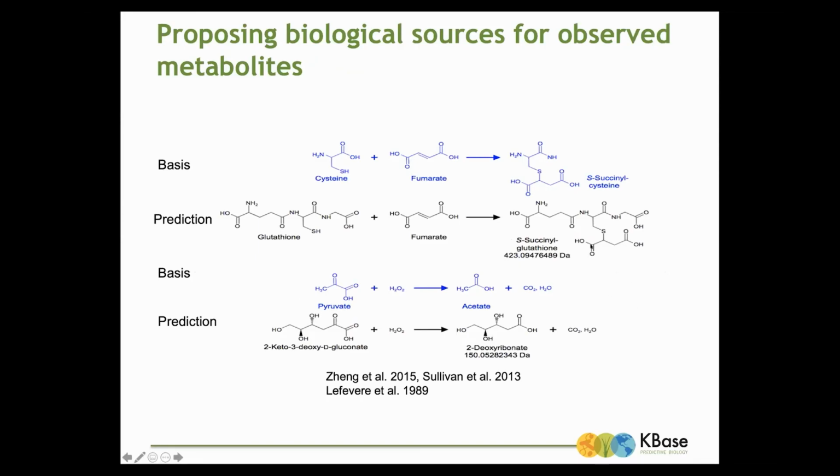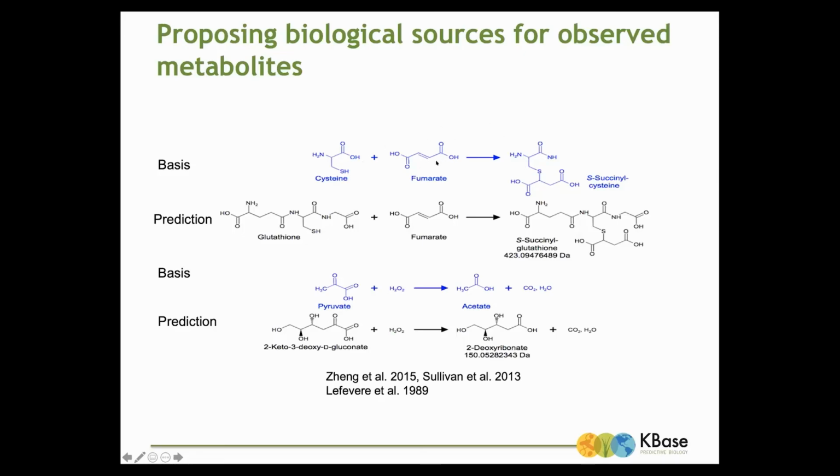Well, for example, I've got this compound that was observed with metabolomics data. Based on MSMS, we know that it's S-succinyl glutathione, but it wasn't in the database. Well, the cheminformatics predicted that if you combine glutathione and fumarate in this novel reaction, it'll make this compound. And here's the evidence for that reaction to happen.